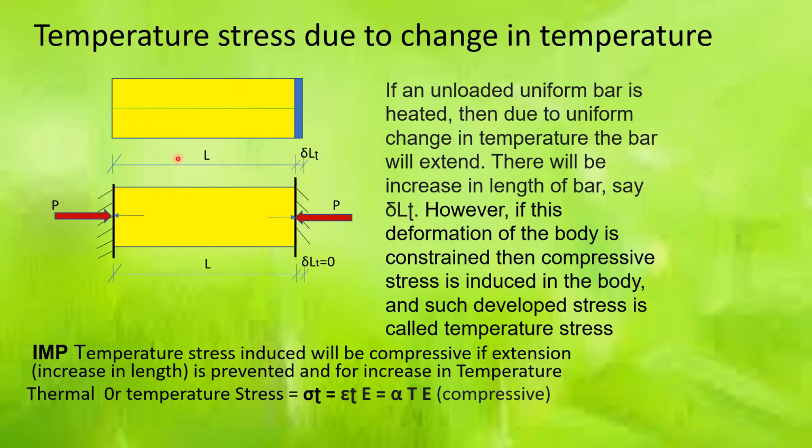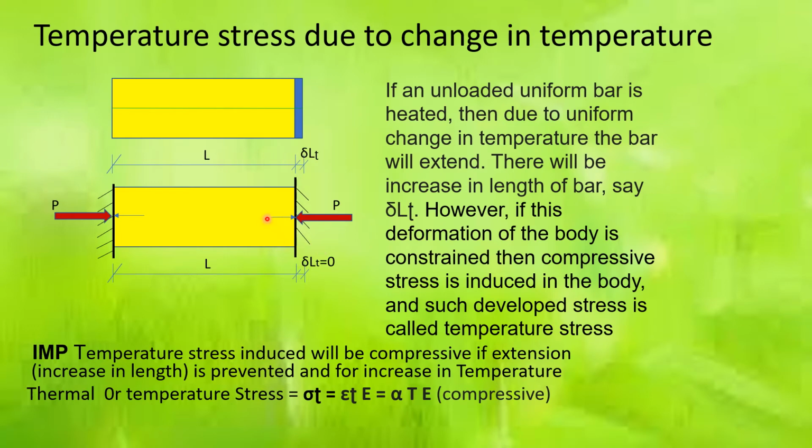Now this is the length of the bar L, and due to increase in temperature, delta LT, this blue strip is the increase in length of the bar. Now if the bar is uniformly heated and this thermal expansion delta LT is not allowed, say we fix the bar here and the length is fixed, then delta LT is 0. This increase in length is prevented.